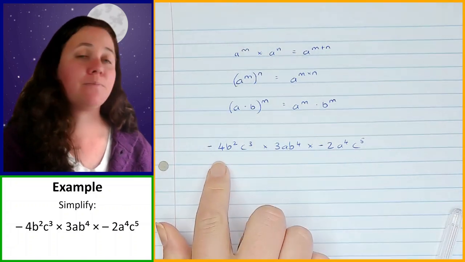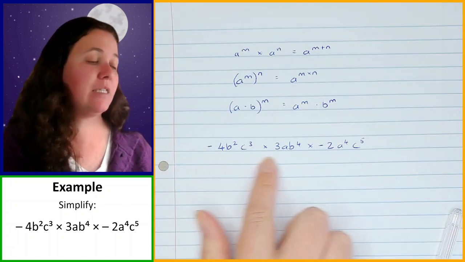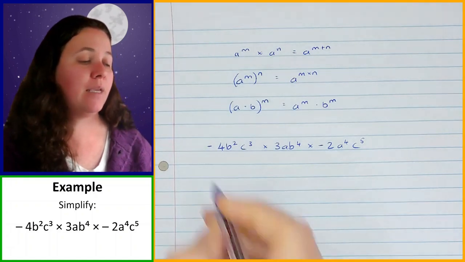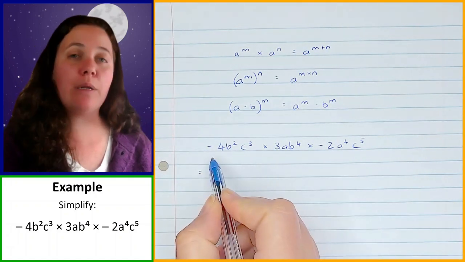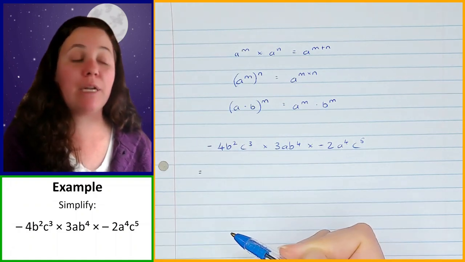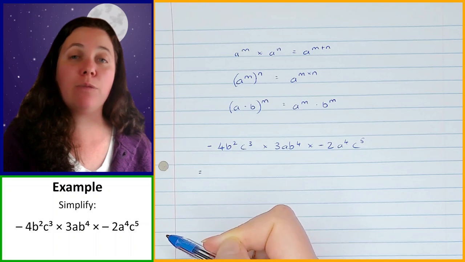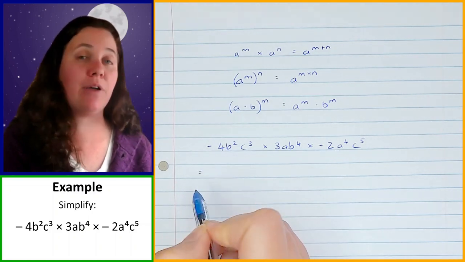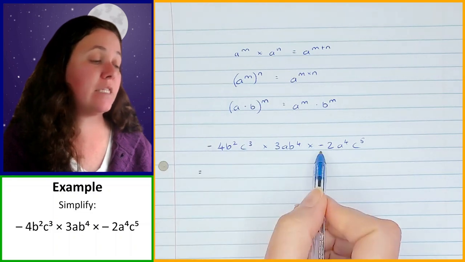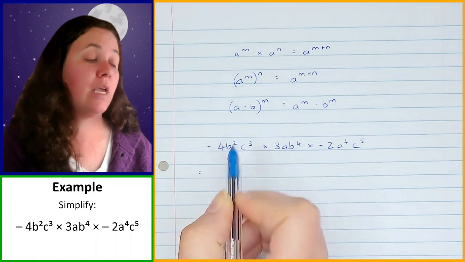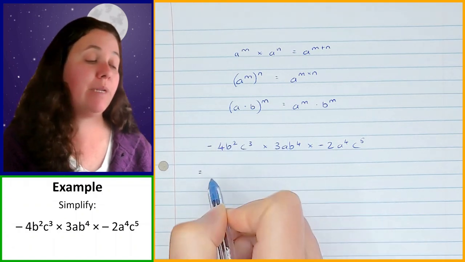Okay, so when you are going to simplify something like this, the first thing you need to do is determine what your sign is going to be. Remember, we look and see how many negatives there are. If there are no negatives, you don't have to worry about it. But if there are negatives that you're multiplying, then you have to look at how many there are to see what the sign is going to be of your final simplified answer. So I've got two negatives. An even number of negatives means that this is going to become positive. If there were an odd number of negatives, it would be negative.